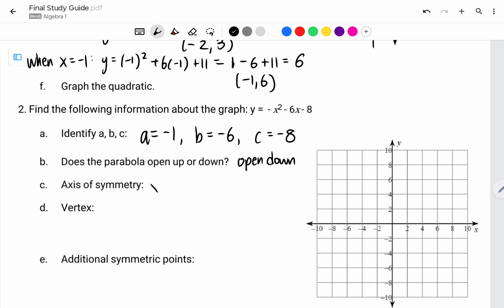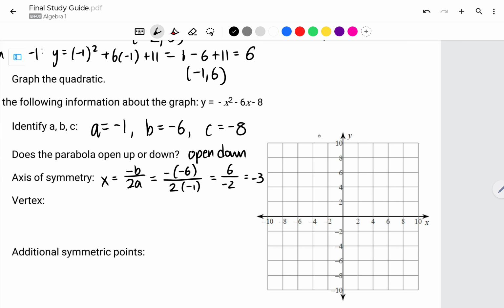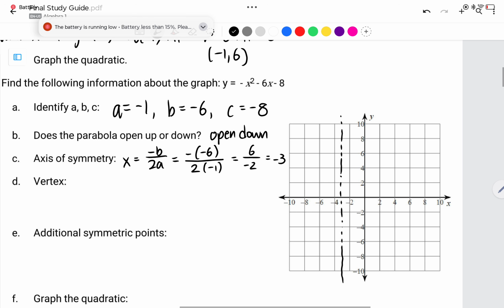Axis of symmetry, let's go ahead and plug it into the formula. Negative negative 6 over 2 times negative 1. That's positive 6 divided by negative 2, so that's going to be negative 3. So I have my axis of symmetry in the same place again, negative 3. I'm going to pop it up.